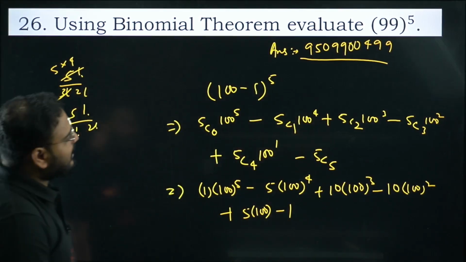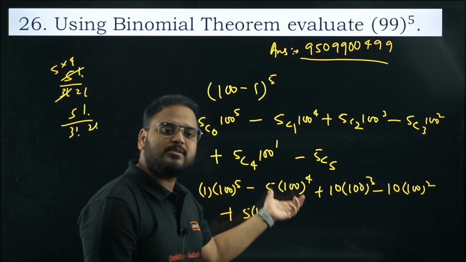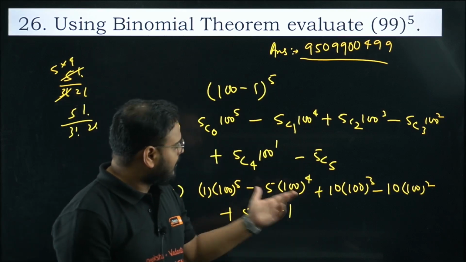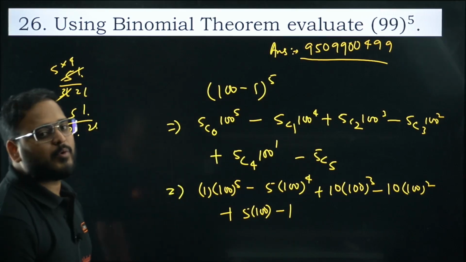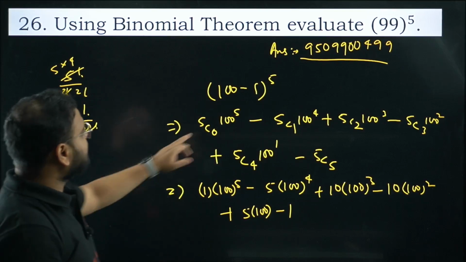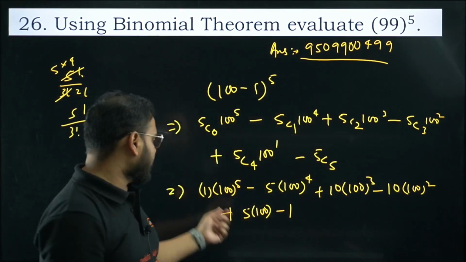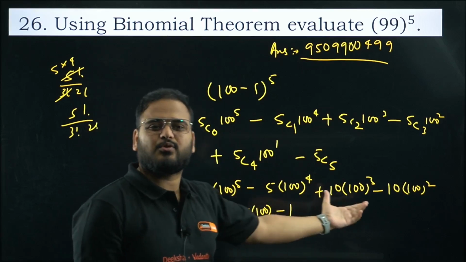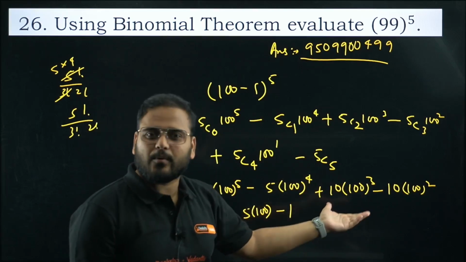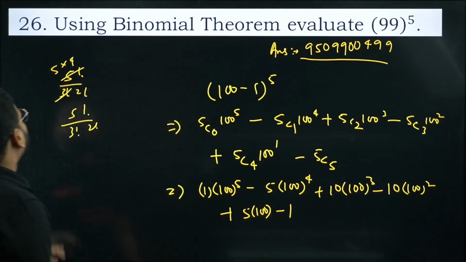Let me know if you get a different answer. If anything is wrong, or if I've taken any sign wrong, though I've tried not to, let me know in the comment section. 26 is done. This is the answer you should get. Put the values and simplify it. Not difficult, just do it from your side. Question number 26 is done.